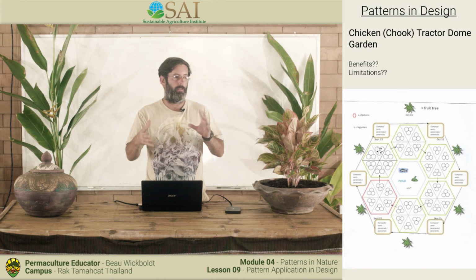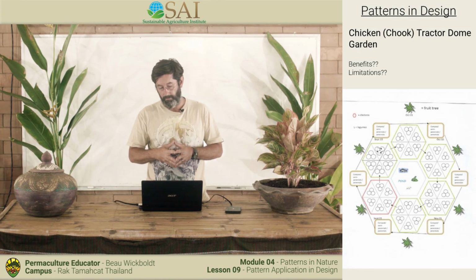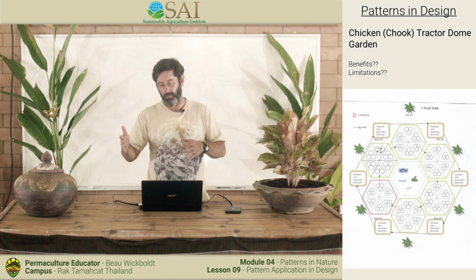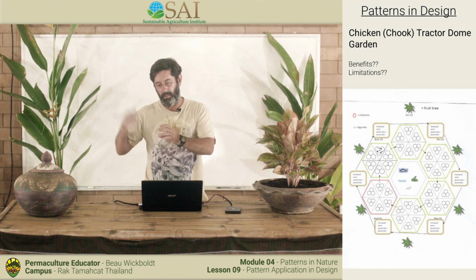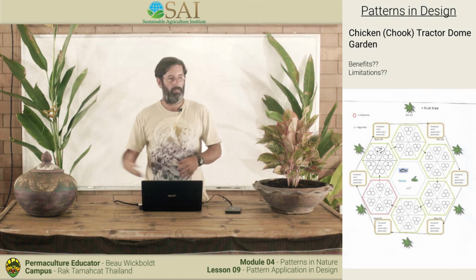What if we have interlocked patterns? So this is a hexagon. Hexagons within a hexagon, and inside of the hexagons broken into triangles with circles that are each representing a chicken tractor. And then I could make hexagons and hexagons.